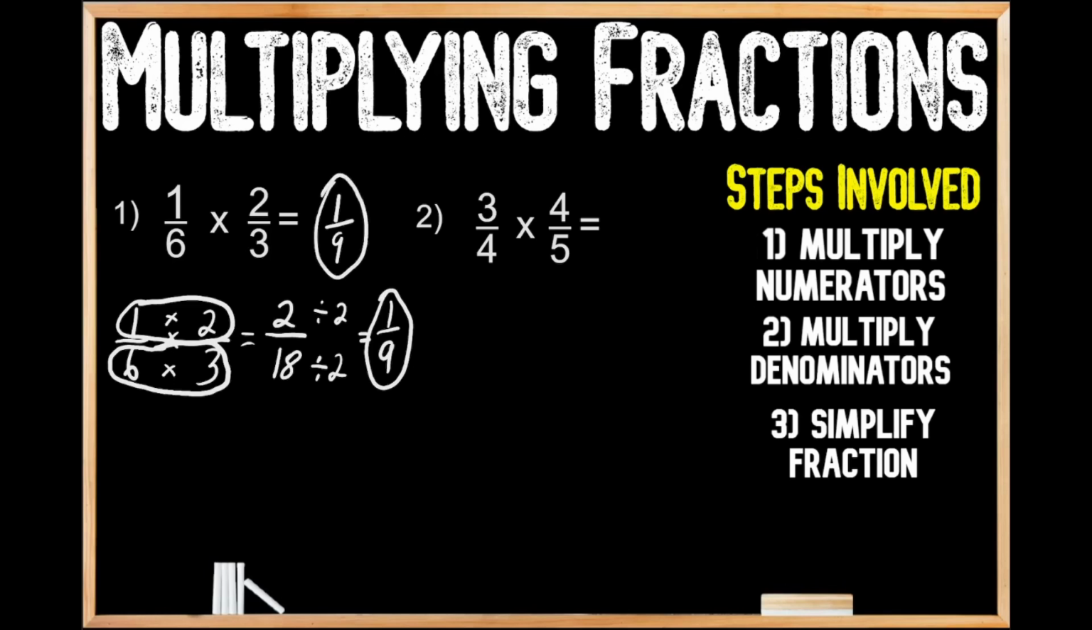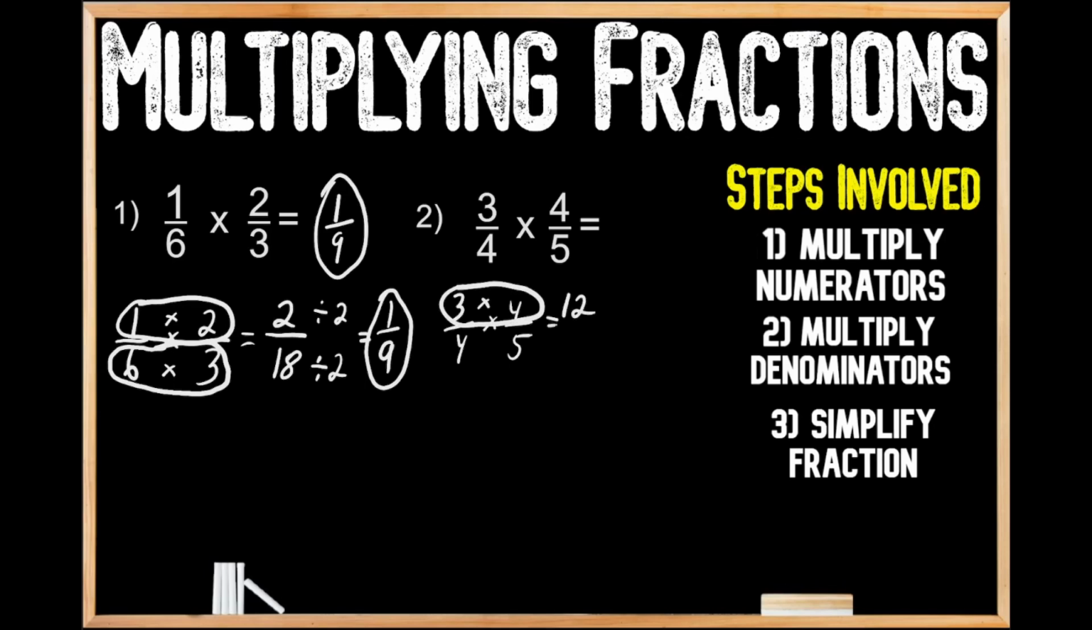Now looking at question number 2, we're being asked to multiply 3/4 times 4/5. Remembering our first step is to rewrite the equation down below so that we have more room to work with. Once we've done that, we can multiply our numerators, or the top numbers in these fractions. And when we multiply 3 times 4, we get 12.